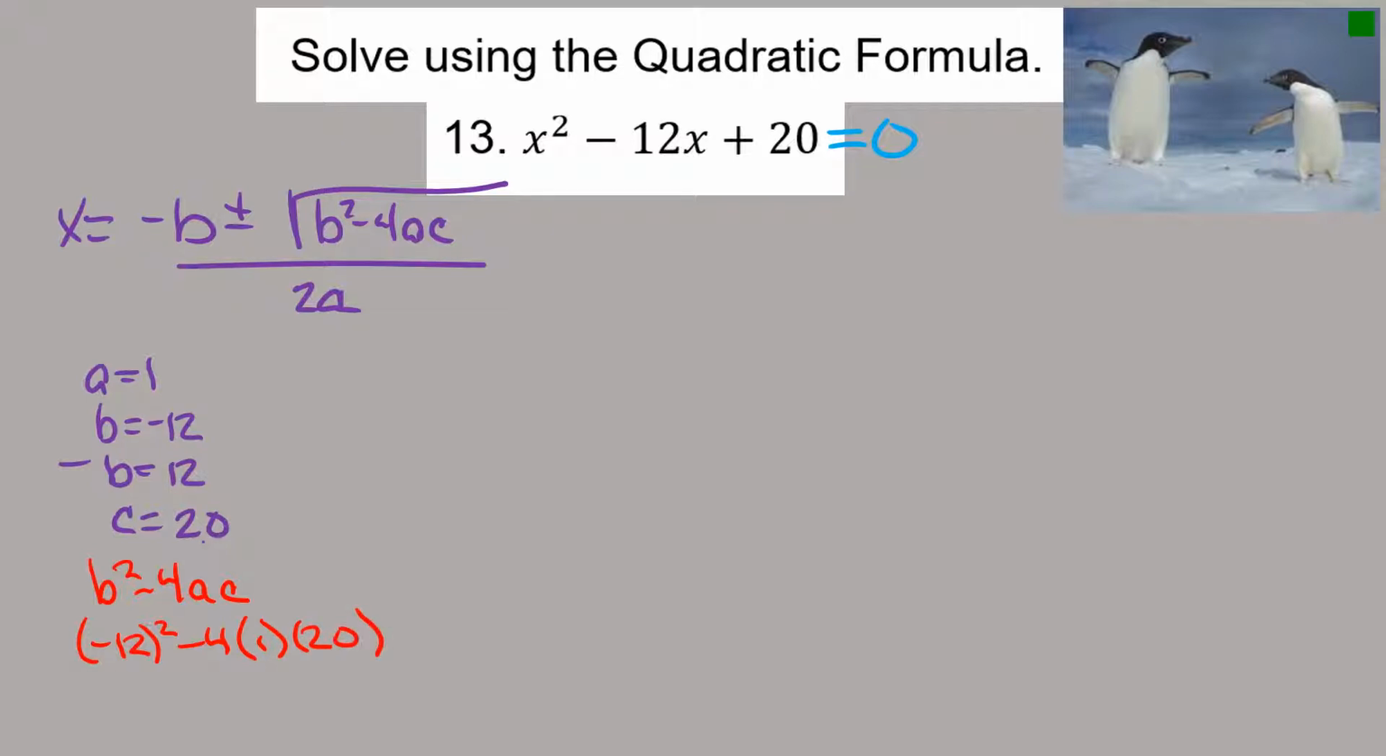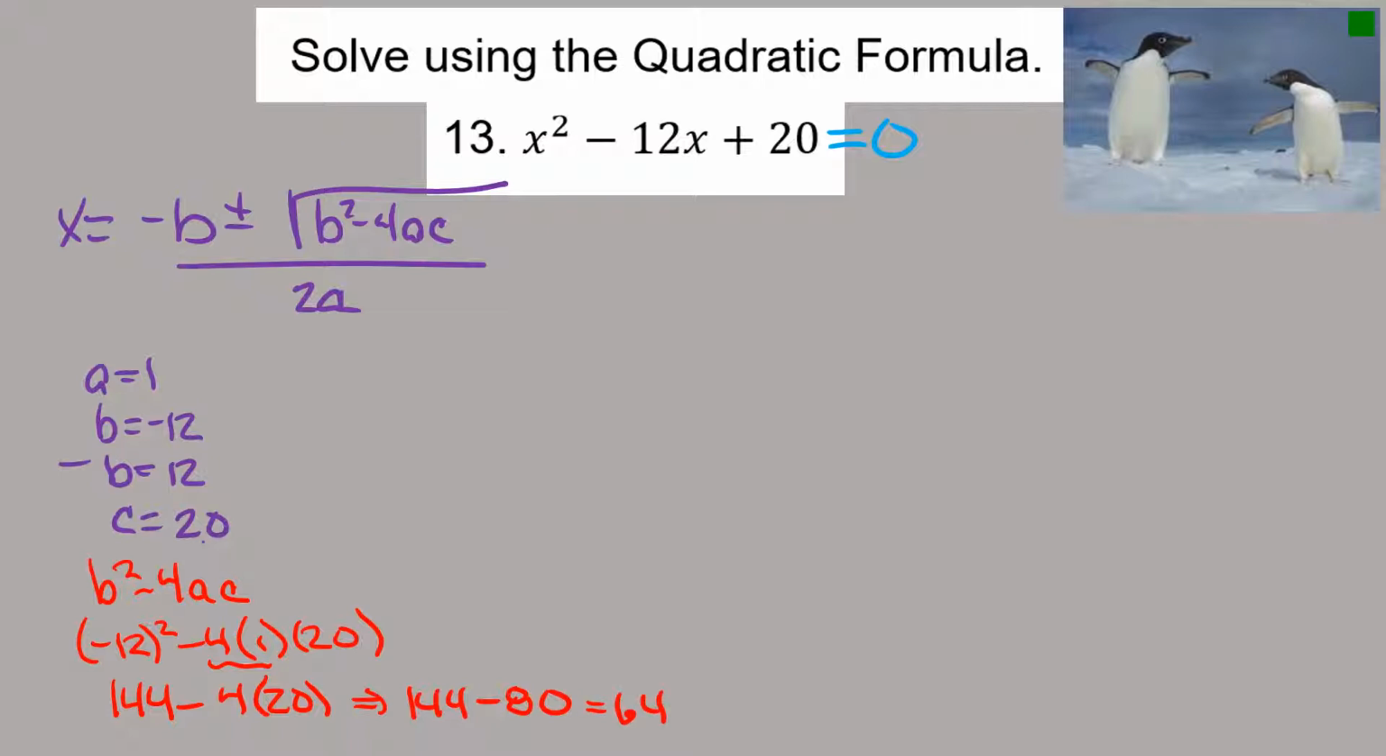Negative 12 squared is one of those numbers you were supposed to memorize. 12 times 12 is 144. Minus 4 times 1 is 4 times 20. I'm running out of room here. 144 minus 80, because then you do the 4 times 20. Got to go in order, and we get 64.